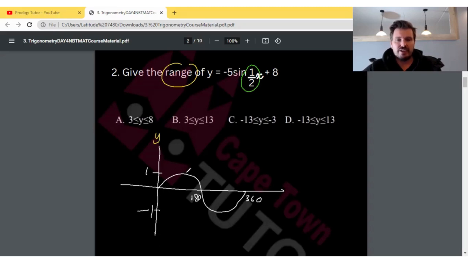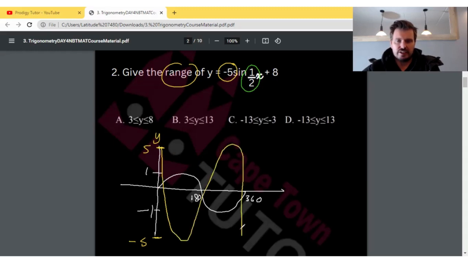Well, a regular range is between 1 and -1. But what is the -5? Well, the 5 takes it up to 5 and -5 because it is 5 times. Now, the minus, all that does is flip the sine graph from this way around to this way around. So it doesn't actually affect, let's just draw that a bit better, it doesn't actually affect the range when I flip it.